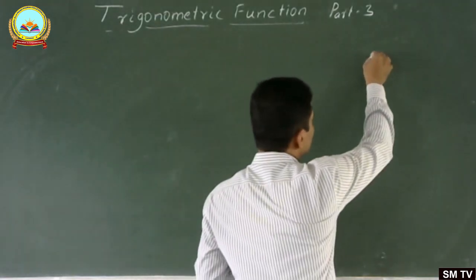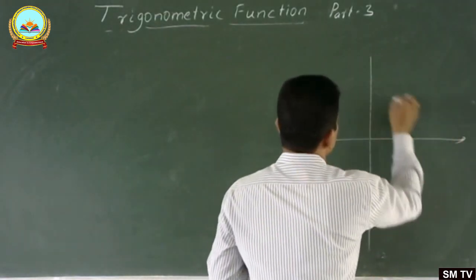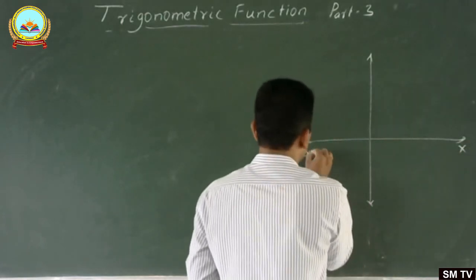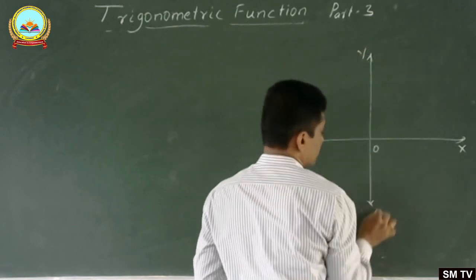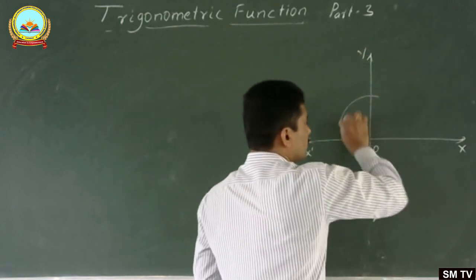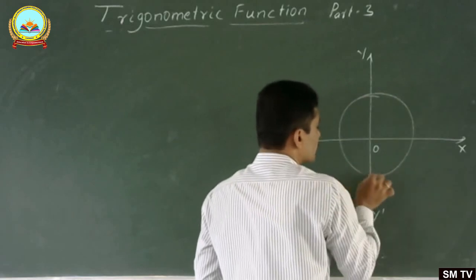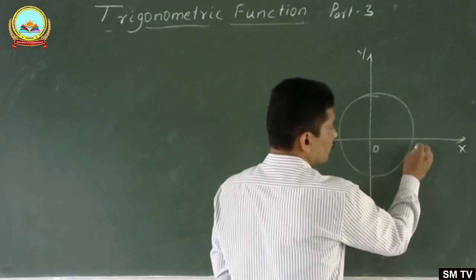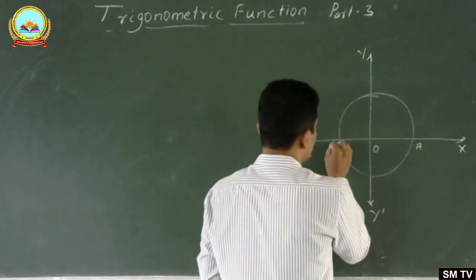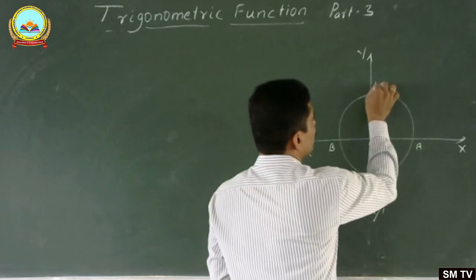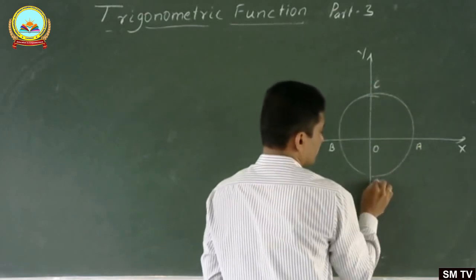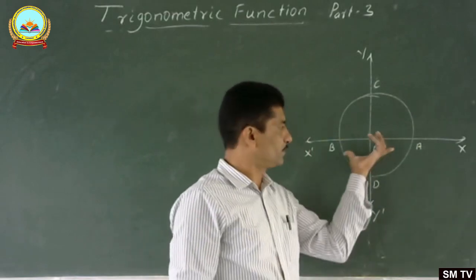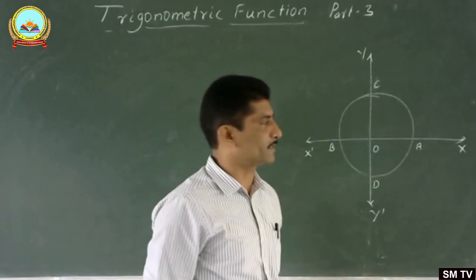Suppose let us consider a unit circle, center is the origin. These are the coordinate axes. This one is the horizontal line, the x-axis. The vertical line is the y-axis. This one is a unit circle. The radius of the circle is equal to 1 unit, and it is said to be a unit circle. This unit circle intersects the x-axis at the points A and B, and the y-axis at the points C and D. A, B, C, D are the points of intersection of the circle with the x-axis and y-axis.